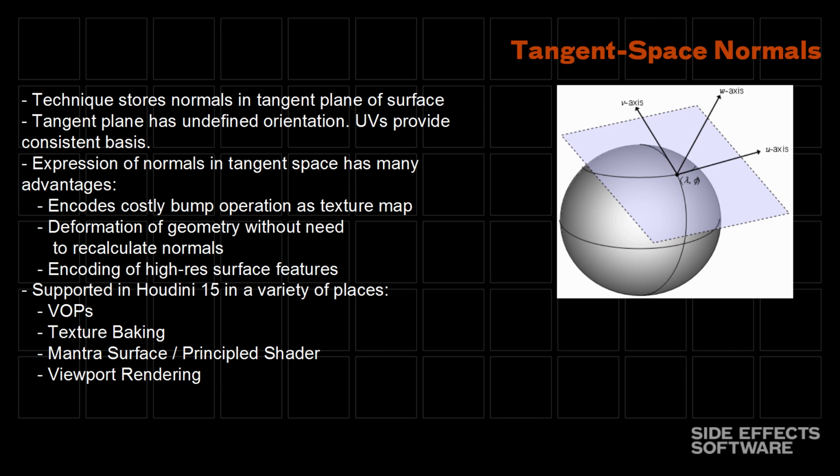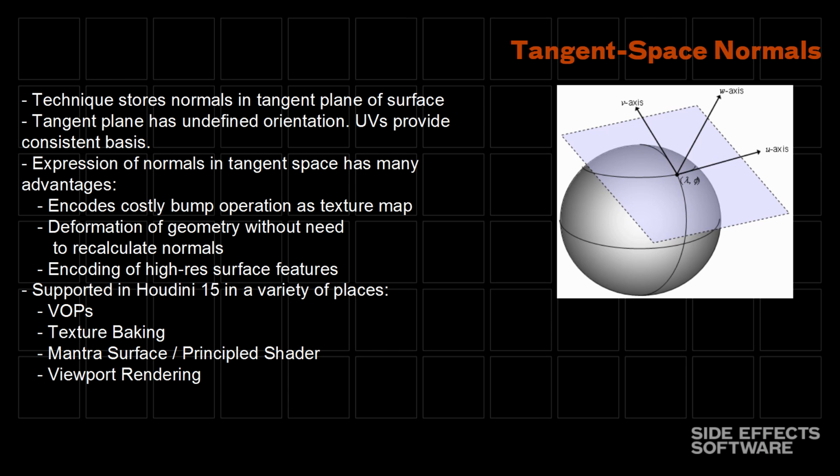The expression of normals in tangent space has advantages. Okay, so you can encode costly operations like bump mapping as a texture map. So all you're doing is substituting, based on the local tangent plane, the new normal that needs to be applied. Okay, so the alternative would be to use fragment shaders to do your bump mapping, which is quite expensive. And so this offers the advantage of encoding that as a texture.